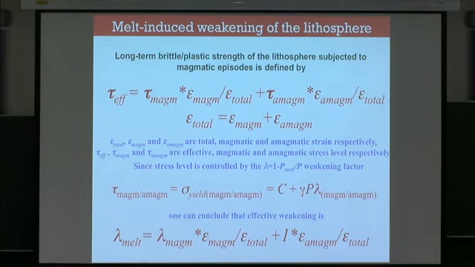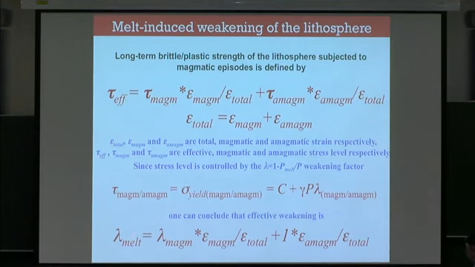So then this is our lambda, the long-term lambda property. This weakening factor, as you see, is lambda magmatic, which is much less than 1, times strain magmatic divided by strain total, plus 1, which is lambda for amagmatic episodes, times irreversible strain for amagmatic episodes divided by strain total. So if there is no amagmatic irreversible strain, lambda melt should be equal to lambda magmatic. And this is what our dissipation-based definition of the strength is giving us.